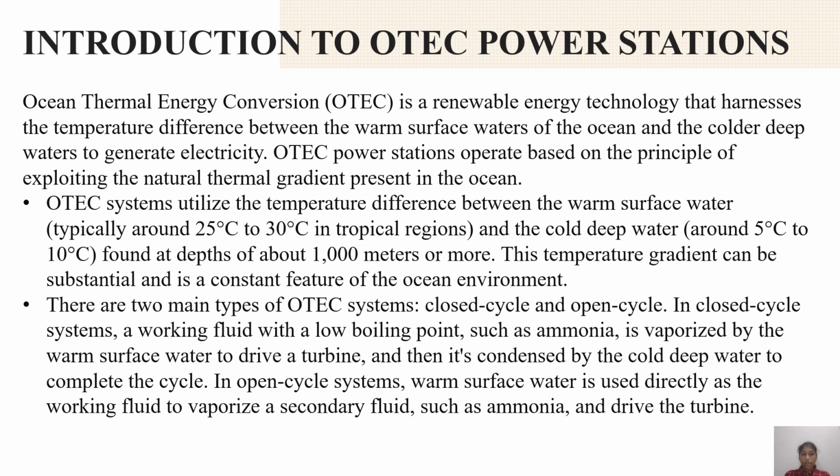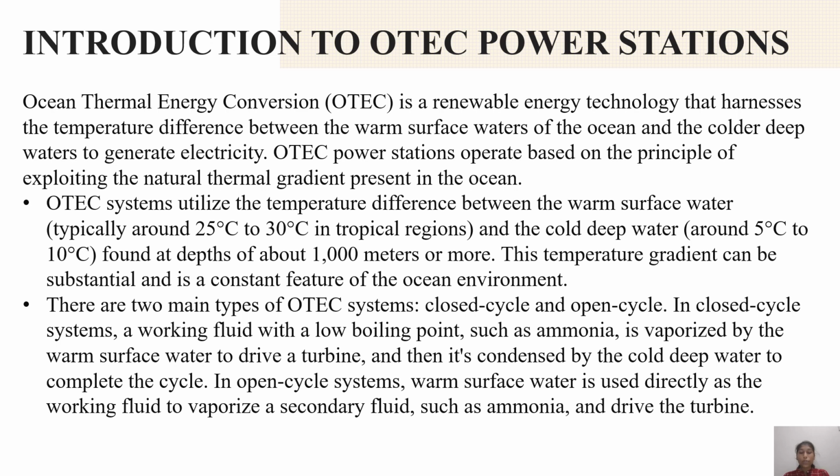These OTEC systems utilize the temperature difference between the warm water, typically around 25 degrees Celsius to 30 degrees Celsius in tropical regions, and cold deep water, that is around 5 degrees Celsius to 10 degrees Celsius, found at depths of about 1000 meters or more. This temperature gradient can be substantial and is a constant feature of ocean environment.